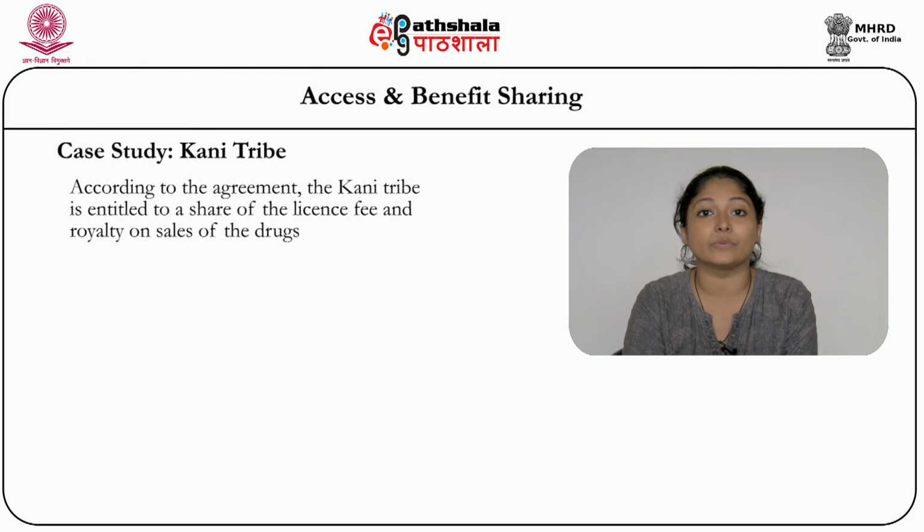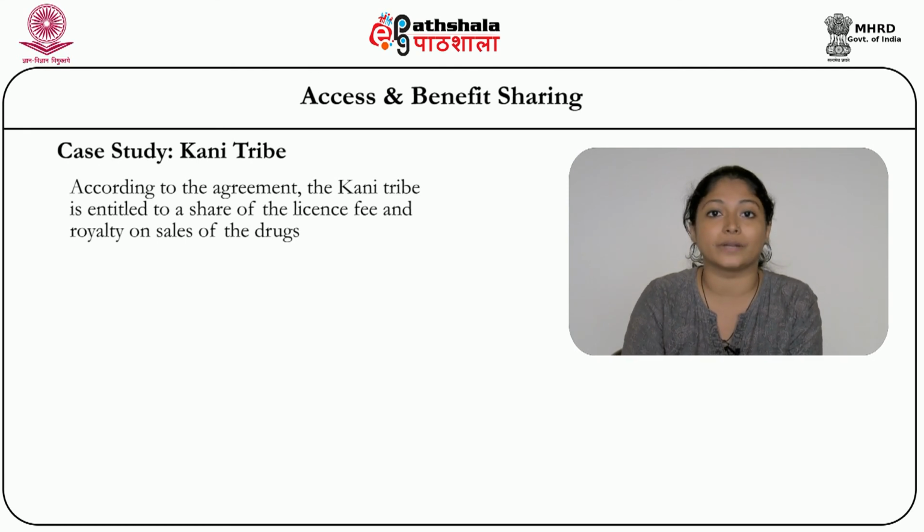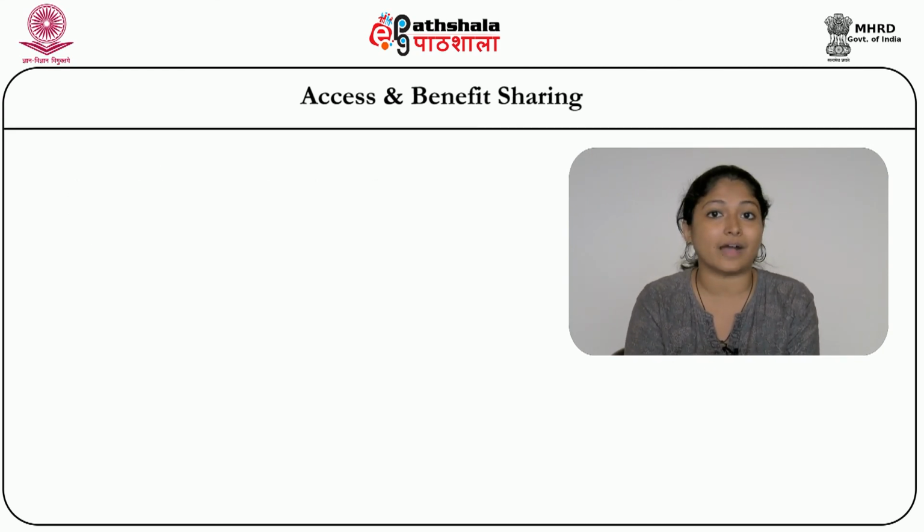They had an agreement wherein the profits were also given to the Kani tribe. They had a share in the profits, and they were also supplying the biological resources to the company which developed the drug, called Jeevani. The company is called the Arya Vaidya Sala. That is the Kani tribe example.